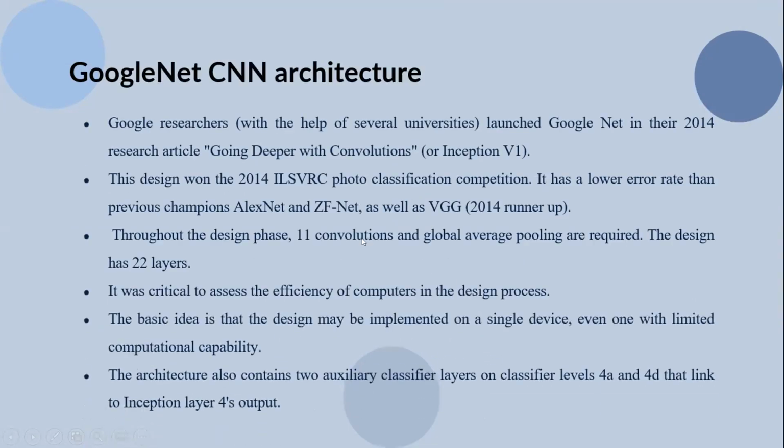GoogleNet CNN architecture. Google researchers, with the help of several universities, launched GoogleNet in their 2014 research article, Going Deeper with Convolutions, or Inception v1. This design won the 2014 ILSVRC photo classification competition. It has a lower error rate than previous champions, AlexNet and ZFNet, as well as VGG, the 2014 runner-up.